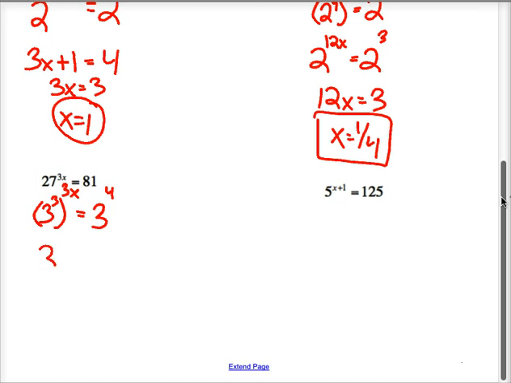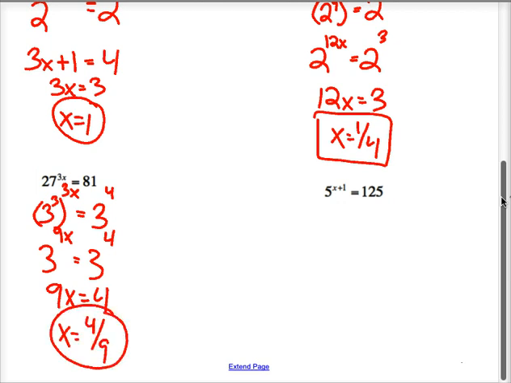So on this side, I multiply my powers. 3 times 3x gives me a 9x. Now, once again, I have them in a common base. So all I have to do is set those exponents equal to each other. Divide by 9 so I can solve for x. And I get x is 4/9.